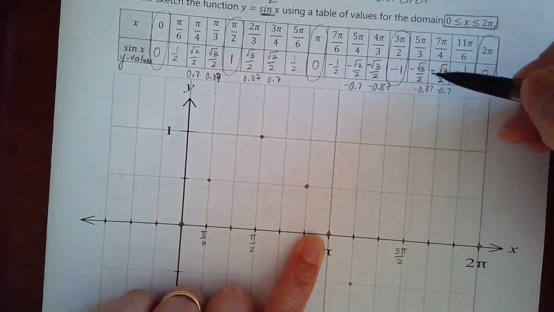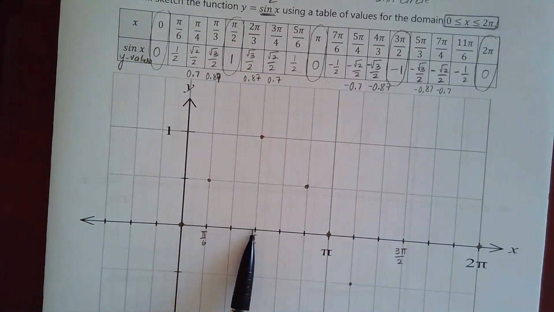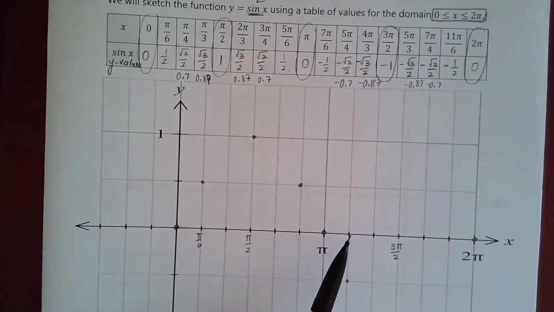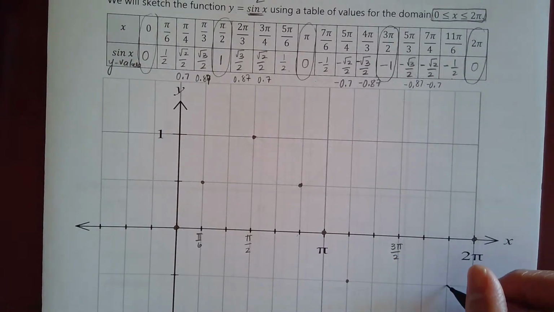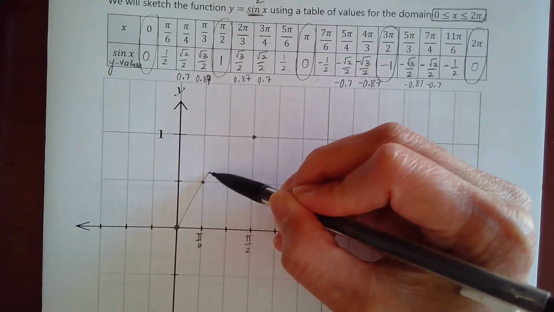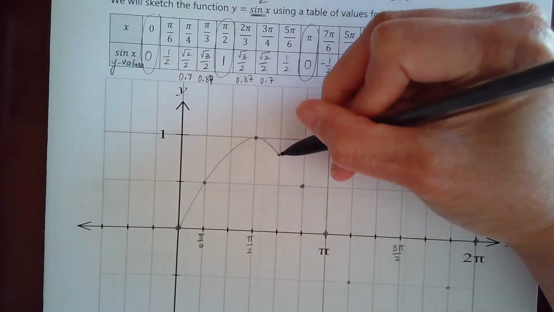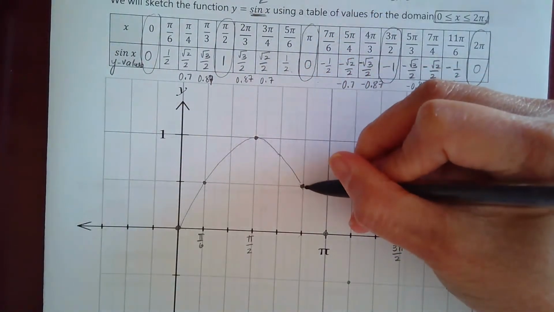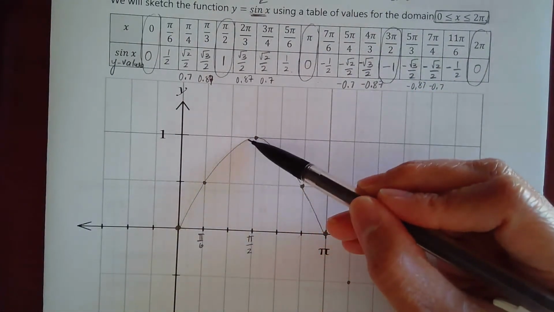And then 11 pi by 6. So every part here is pi by 6. So 1/6, 2/6, 3/6, 4/6, 5/6, 6/6, 7/6, 8/6, 9/6, 10/6, 11/6. 11/6 is negative 1/2. So the graph is going to go like this. Okay, remember it's a smooth curve. Okay, so that's the increase up there.